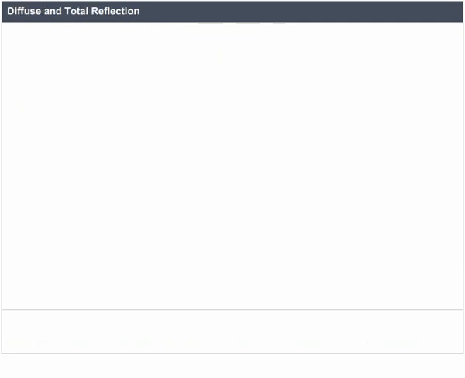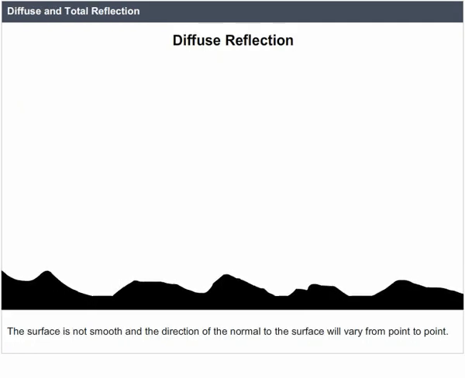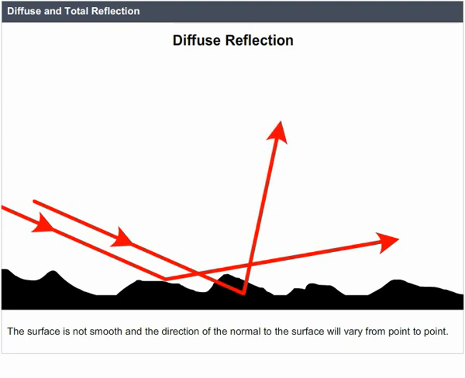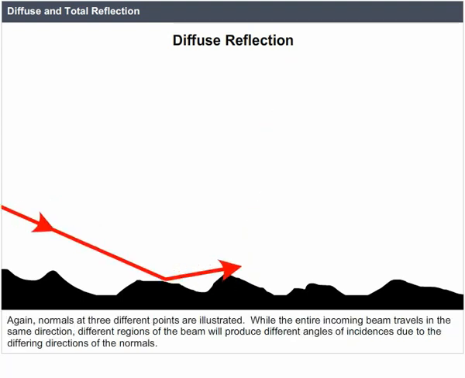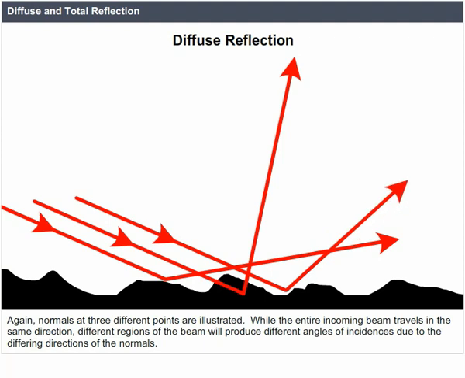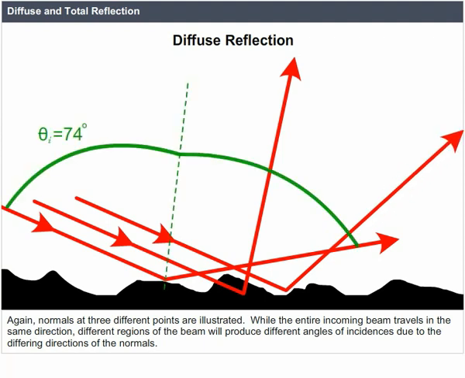Diffuse and total reflection. Diffuse reflection. The surface is not smooth, and the direction of the normal to the surface will vary from point to point. Again, normals at 3 different points are illustrated. While the entire incoming beam travels in the same direction, different regions of the beam will produce different angles of incidence due to the differing direction of the normals.